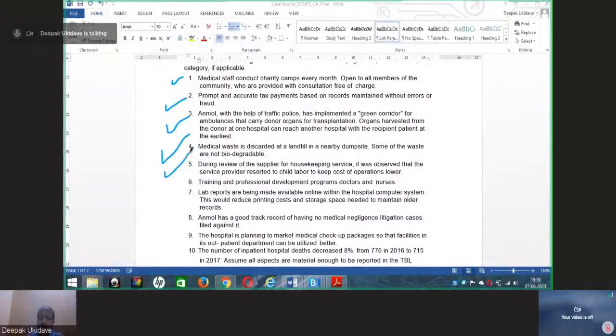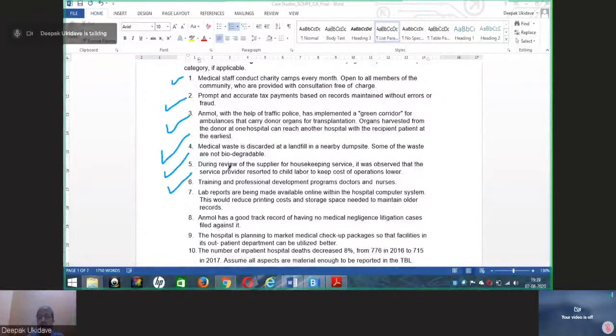And during review of the supplier for housekeeping, it was observed that he had resorted to child labor mainly to reduce his cost. He is charging the company at the same rate, but he is employing child labor. So what will be the aspect that will be covered, and which category again?